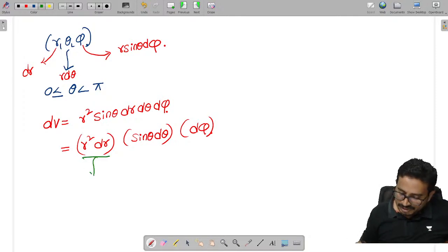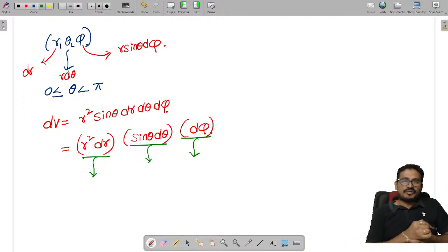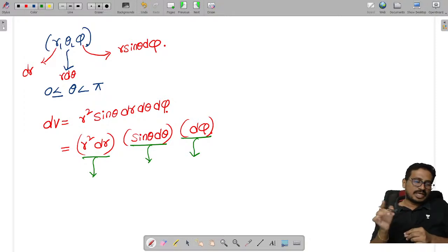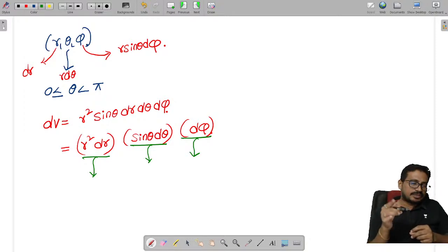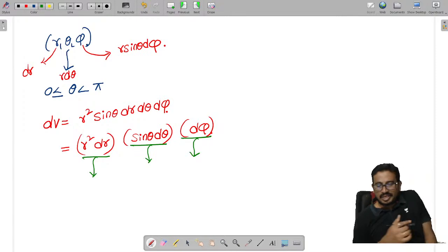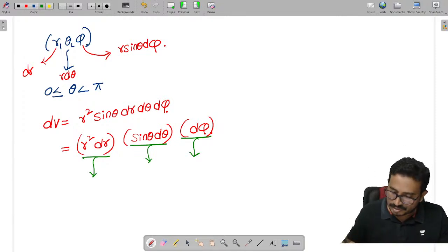Here we have the radius. This is for what, you tell me, theta. This is for phi. Yes or no, tell me. Phi limits are 0 to 2 pi. That's why we have divided into two parts. Now if you see carefully, I need to split this thing into two parts.